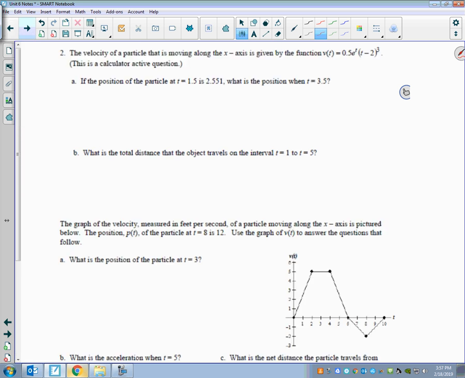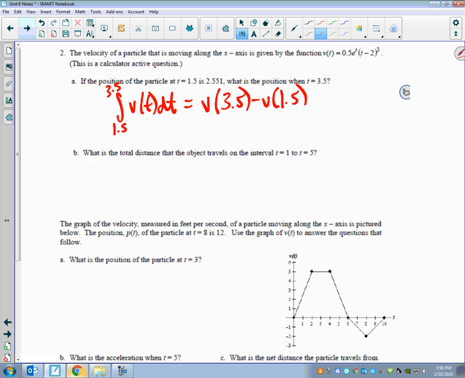So this one says the velocity of a particle that's moving along the x-axis is given by this function. This is a calculator active question. And it says if the position of the particle at 1.5 is 2.551, what is the position at time equals 3.5? So again, even if you're using your calculator, set up the integral, right? So I can do the integral from 1.5 to 3.5 of the velocity function. And I know that's going to be equal to v of 3.5 minus v of 1.5. Show that on a free response question.